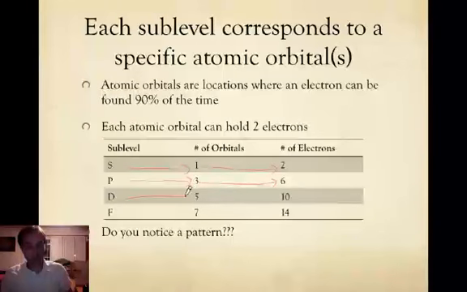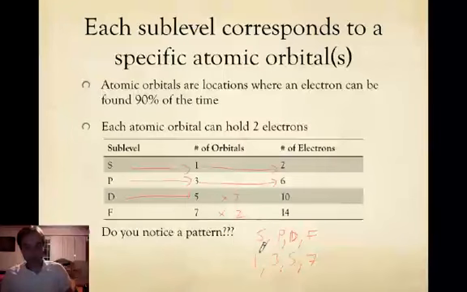The D sublevel has 5 orbitals. Remember, it's 2 electrons per, so 5 times 2 is going to give 10 electrons total in the D sublevel. And the F has 7 orbitals at 2 electrons each. That means 7 times 2, or 14 electrons total in the F sublevel. So what's the pattern? First of all, the pattern is always S, P, D, F for the sublevels. The number of orbitals goes up by counting by odds, meaning you start with 1 and then you go up by odds. So 3, 5, 7. So that means if we had another sublevel here, its number of orbitals would be 9.